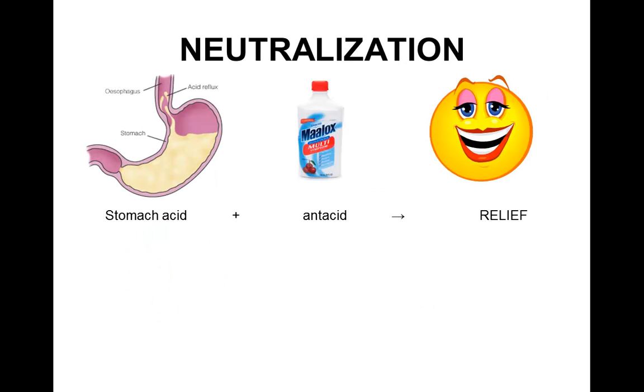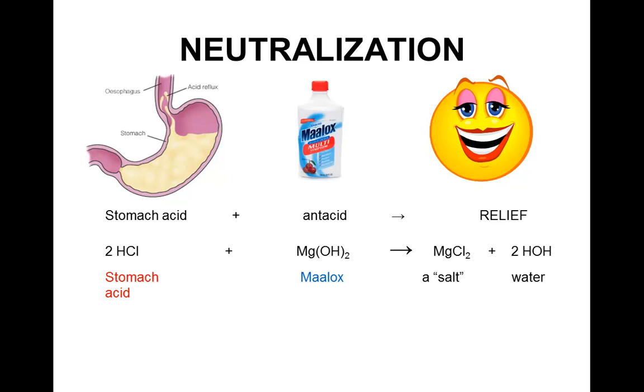So what happens if we have an upset stomach? What we want to do is take an antacid. That will make us feel a lot better. Here's a case where we've got hydrochloric acid, which is the acid in our stomach, and it's going to react with the active ingredient in our Maalox, which happens to be magnesium hydroxide, and then you can see that our products would be magnesium chloride and 2 water molecules after we balance the equation.